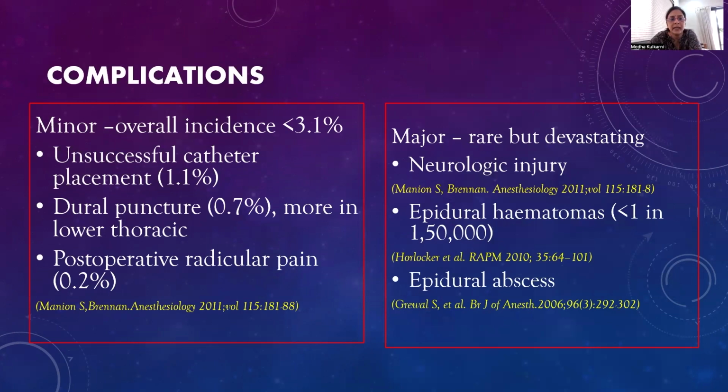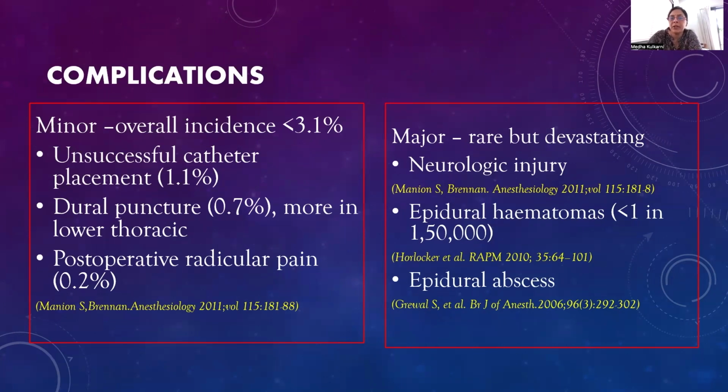The overall incidence is less than 3%. The minor complications include unsuccessful catheter placement and the possibility of a dural puncture, which was 0.7%. It was more in the lower thoracic region as compared to the upper. And postoperative radicular pain again had a very low incidence.